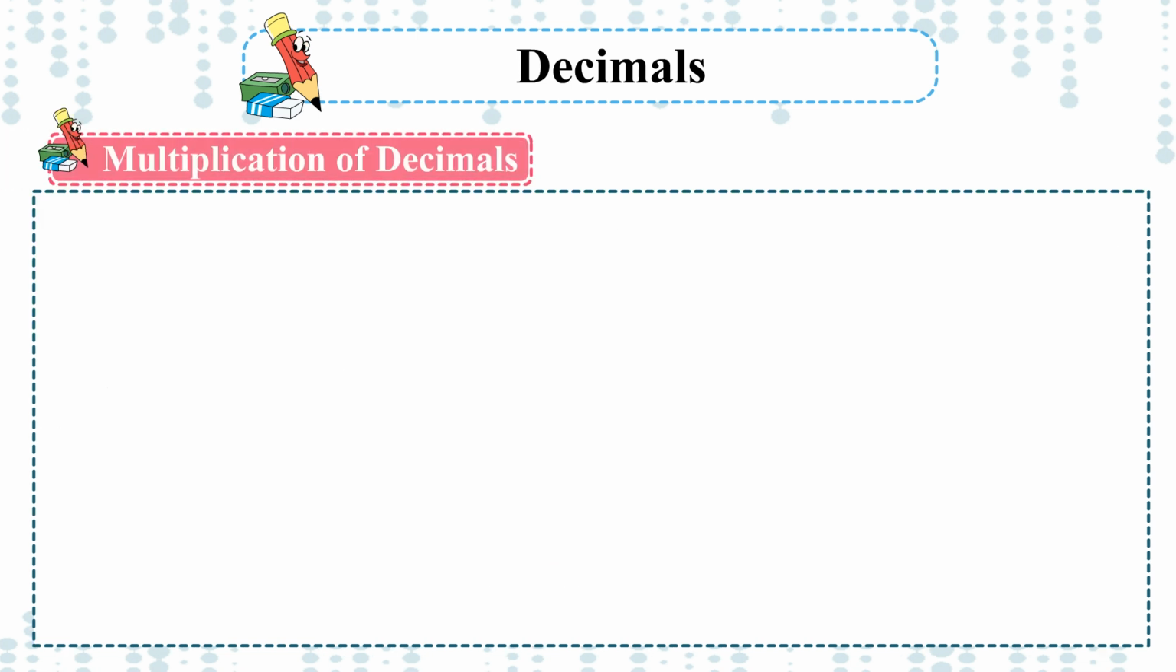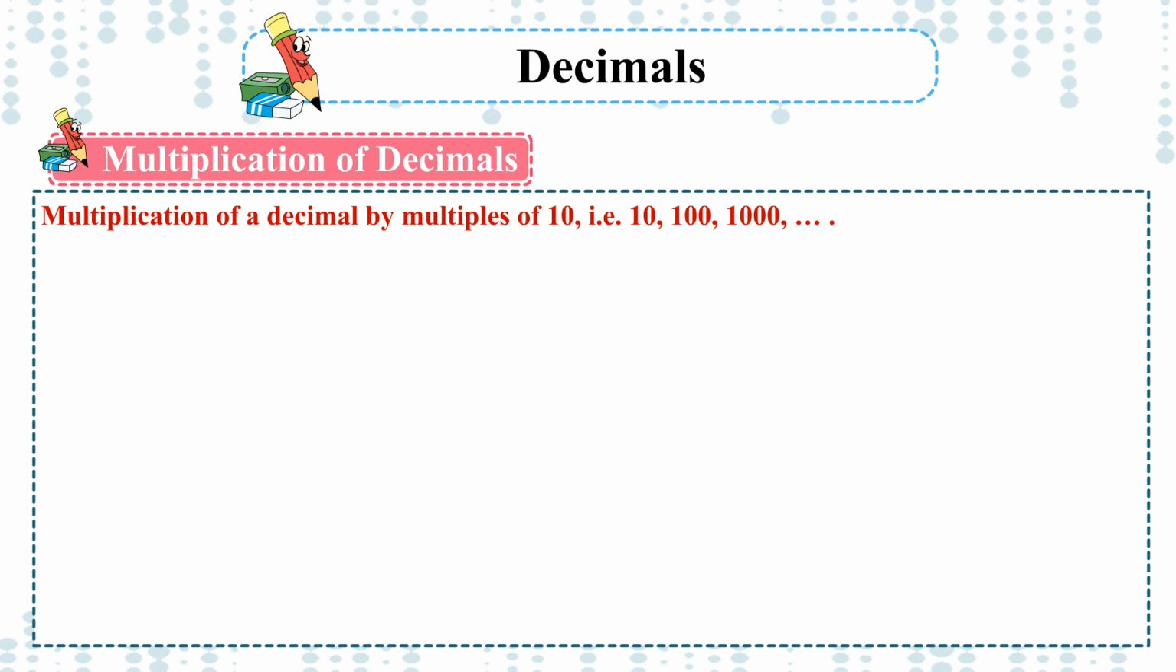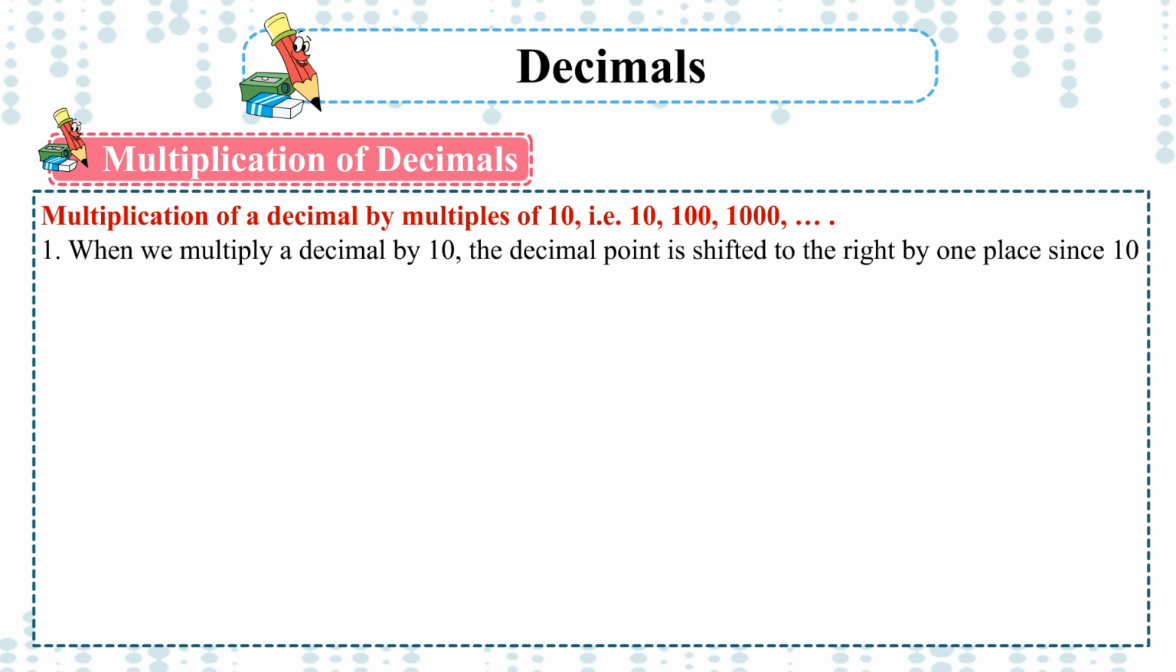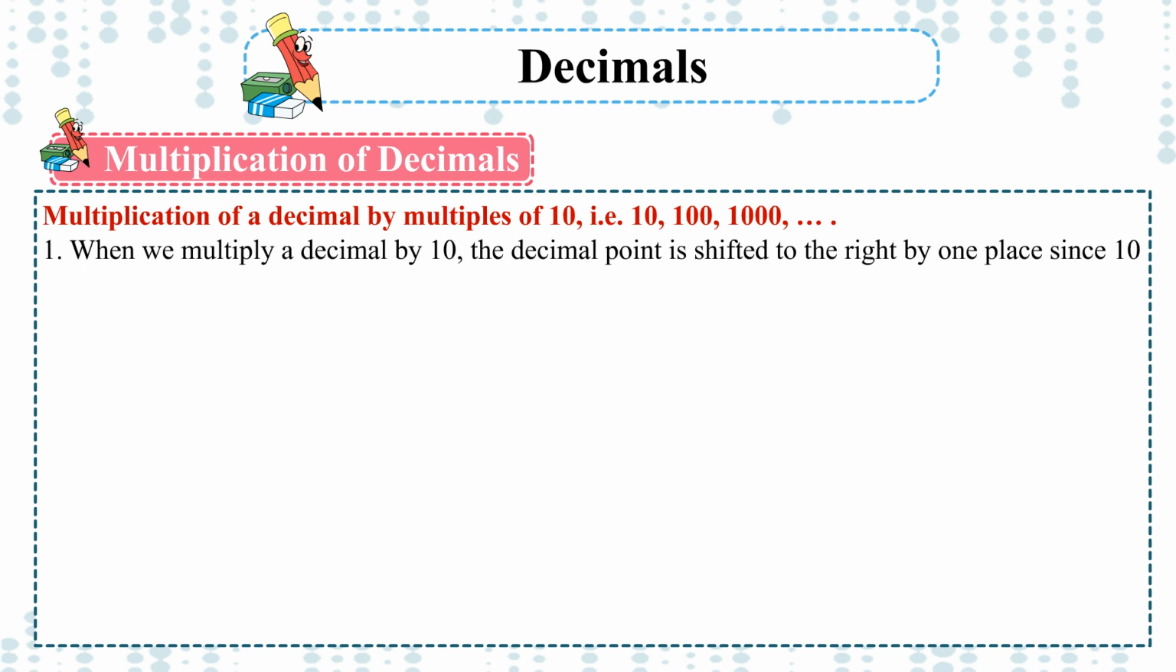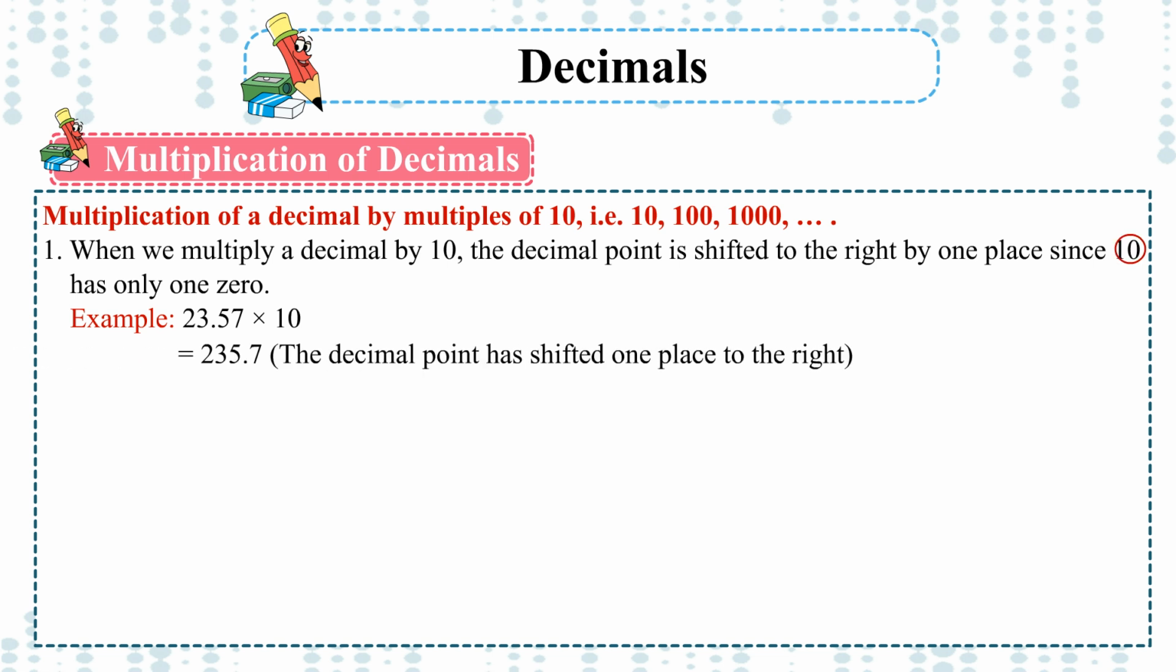Multiplication of decimals. Multiplication of a decimal by multiples of 10, that is 10, 100, 1000. 1. When we multiply a decimal by 10, the decimal point is shifted to the right by one place since 10 has only one zero. Example, 23.57 multiply 10 is equal to 235.7. The decimal point has shifted one place to the right.